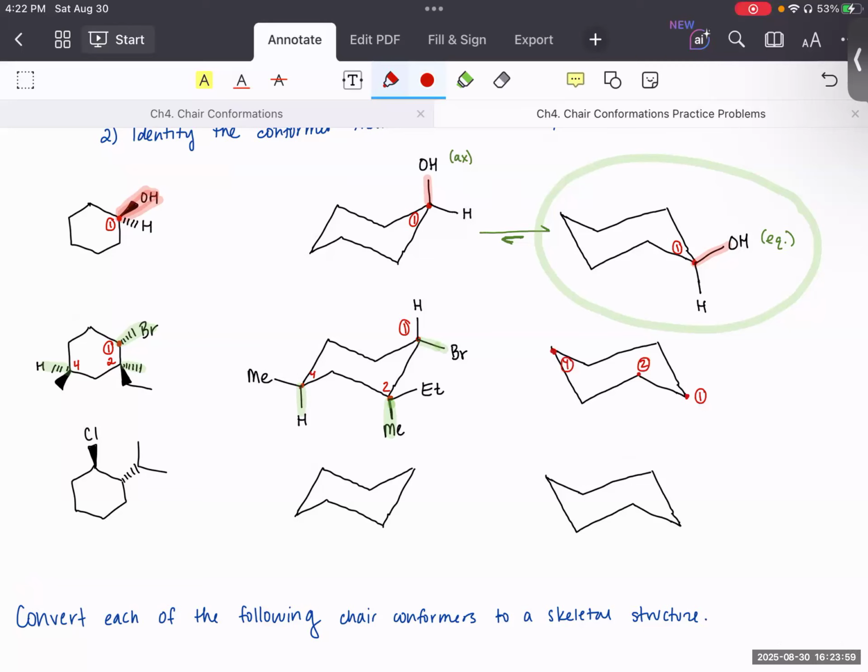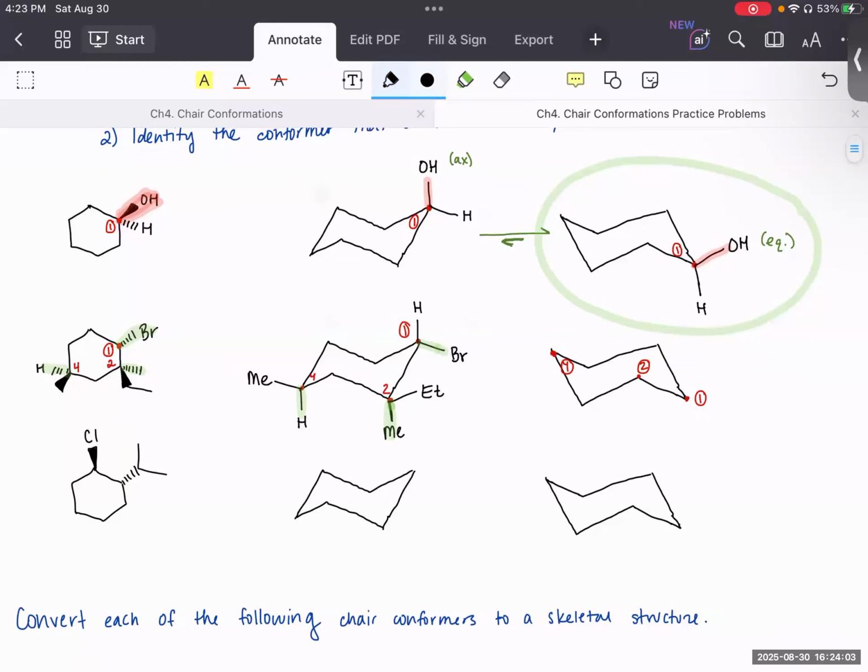So 1, 2, and 4 here. And now we're going to move all these substituents over 1, and we're going to flip whether they're axial or equatorial. So that bromine was initially equatorial, so in this next one it is going to be axial. And the hydrogen is going to be equatorial. And again, here you could follow that dashed and wedged rule instead. You don't have to go the flipping route.